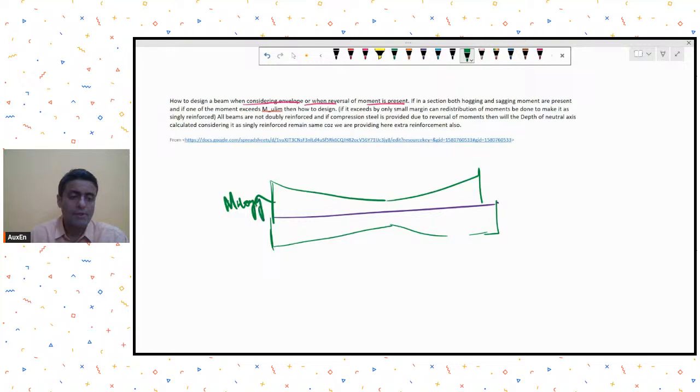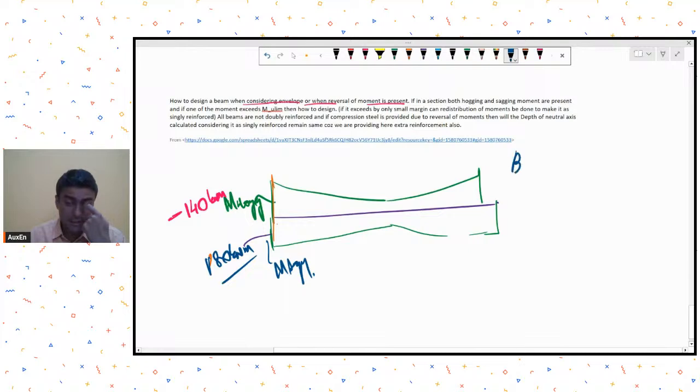Let me put some figures over here. I'll assign a negative value for hogging, let's say. So 140 kilonewton meter was hogging. And at the same section, at the face of the beam, maybe due to some load combination involving seismic, there is a sagging moment of 180 kilonewton meter. This is the sagging, and my beam size is, let's say, 300 by 600.